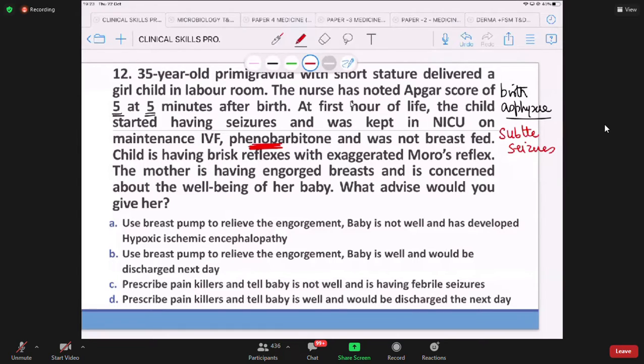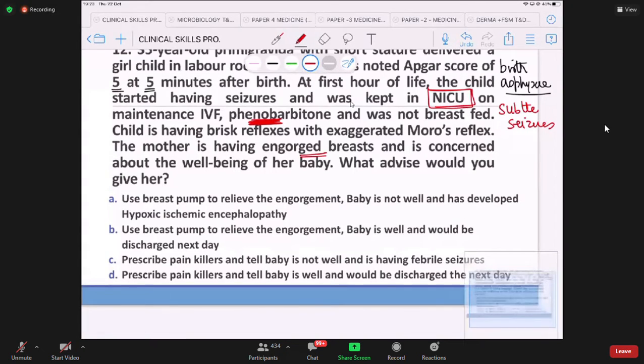He is not breastfeeding the baby. The baby is having brisk reflexes, Moro's reflex. That's again because of damage to the brain. Now the problem is that because the baby is in the NICU, the mother cannot breastfeed the baby. And because she cannot breastfeed the baby, she's having engorged breasts. So the question is asking, what advice would you give her?